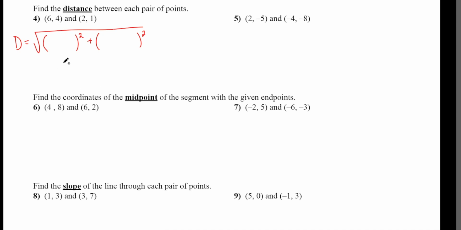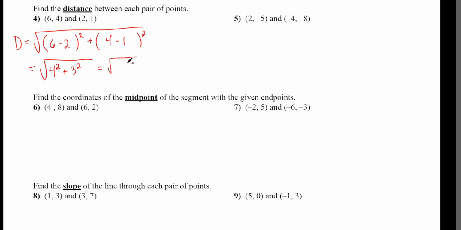x1 minus x2, right? So which ones are my x's? The 6 and the 2. The x's are the first ones. So I subtract them, and for this one it doesn't make any difference what order you subtract them in. So I'm just going to go 6 minus 2. What do I do here? Subtract the y's, which is 4 and 1. And again, it doesn't matter what order you subtract them in. Equals, don't forget the square root. 6 minus 2 is 4, and then you have to square it, plus 4 minus 1 is 3, and you have to square that.